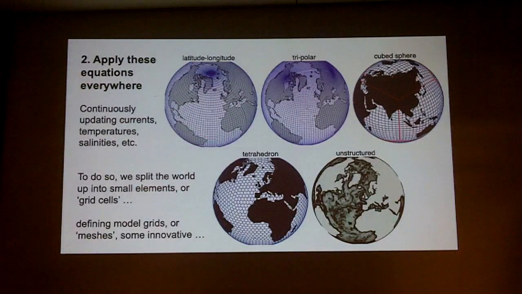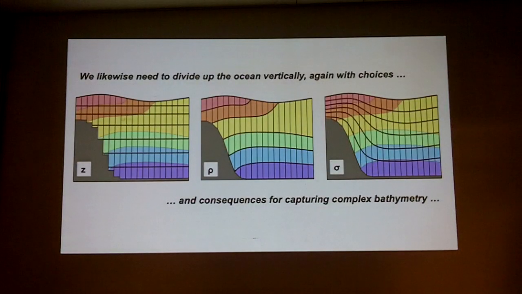So we're splitting the world into small elements or grid cells. This is the language of modelling. And we're defining, therefore, these grids or meshes, some of which I obviously have impressed on you are innovative for some clever thinking. And we have to do the same vertically. So what these pictures are showing is some background colouring, which is temperatures going from high to low maybe. Or this is probably actually density.